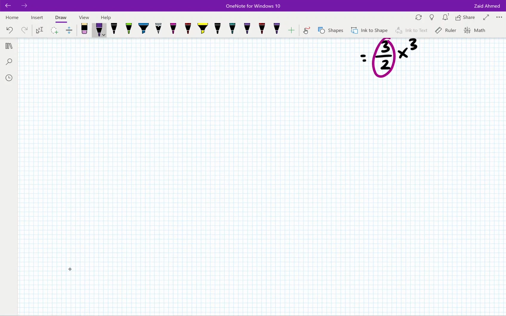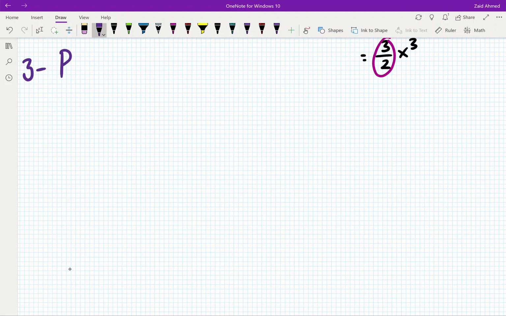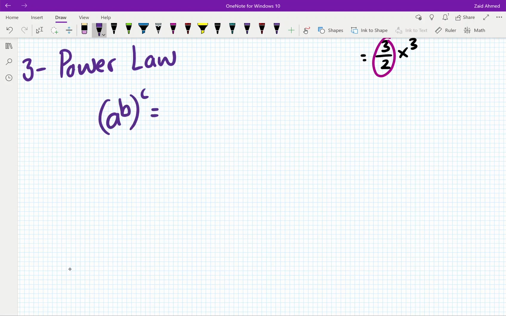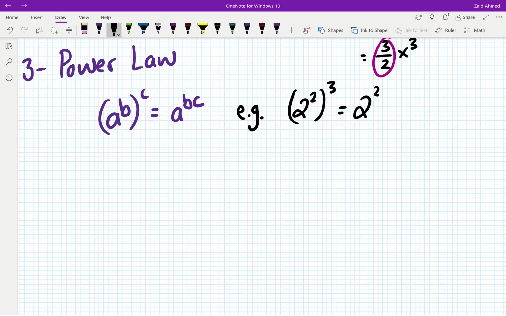The next one that we will be looking at is called the power law. Now, the power law is when you have a power and there's an exponent attached to it. So it would look something like this. And what you would do is multiply the exponents. So an example of that would be if you had 2 to the power of 2, to the power of 3, you would do 2 to the power of 2 times 3, which is 2 to the power of 6.